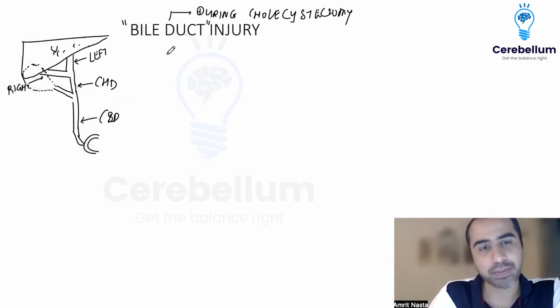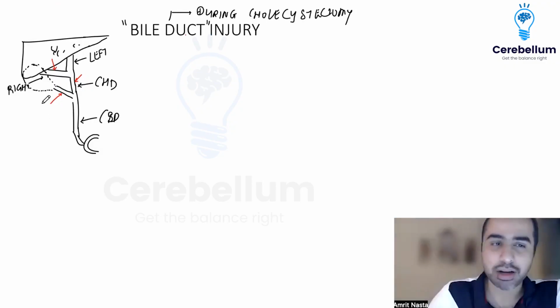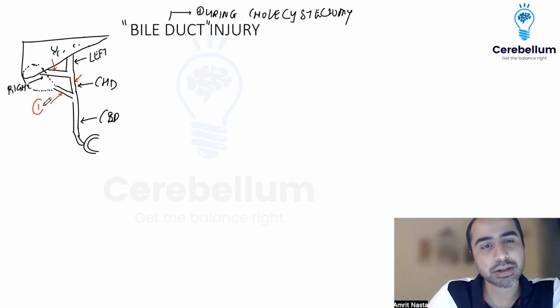Everything cannot get injured. So normally when I'm doing surgery in this area, I can injure either the cystic duct or I can injure common hepatic duct or I can injure right hepatic duct. So normally bile duct injury will affect one of these three structures. Normally.